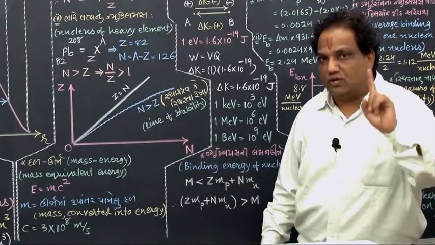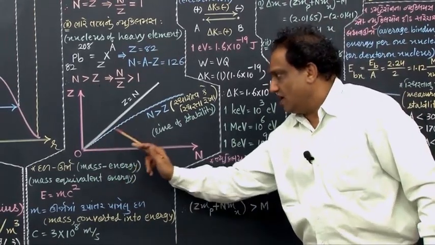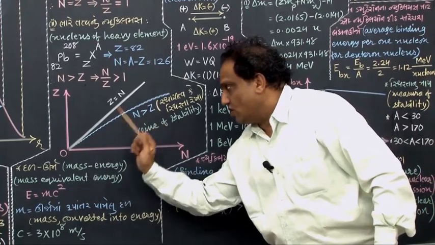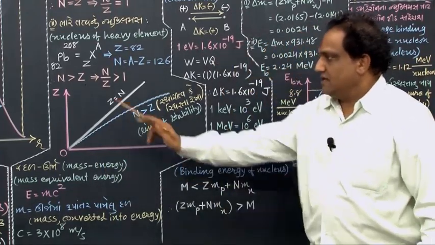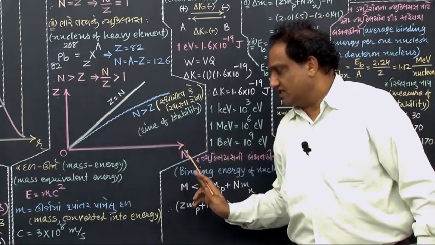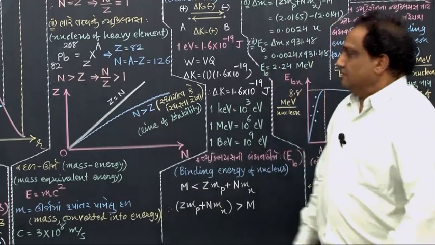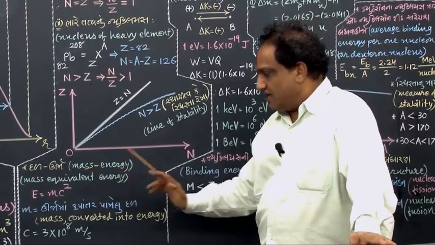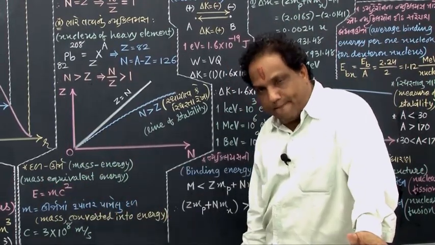Stability curve. Either you say line of stability or you say stability curve. It is this blue colored dotted curve for which the initial part superposes on the N equal to Z line. Correct? Fine. Mind well, this is the graph of Z versus N. Okay? Fine. Now let us see what is called mass energy or mass equivalent energy.